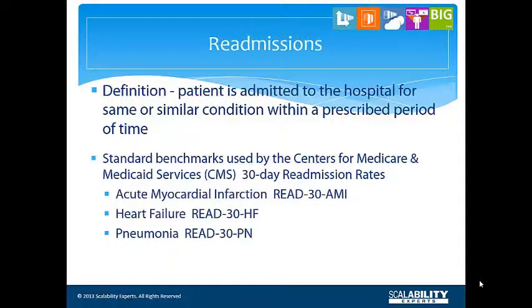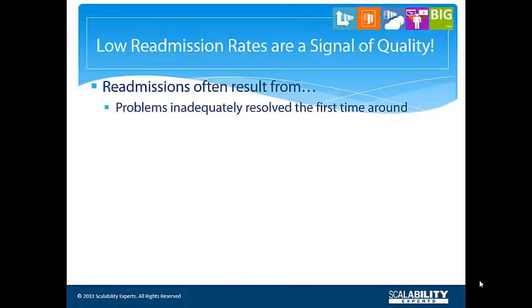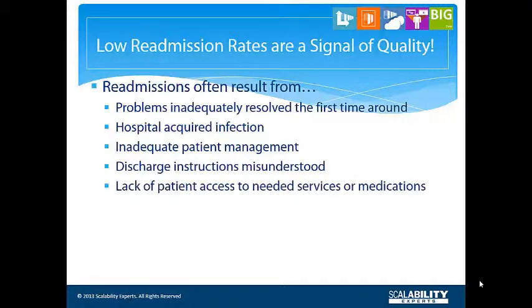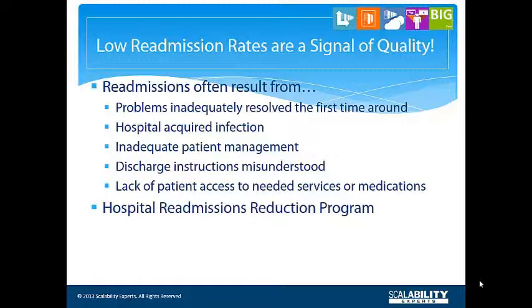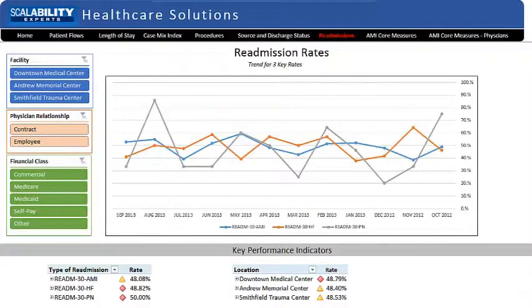Low readmission rates are viewed as a sign of higher quality medical performance. This is because readmissions are often related to a problem inadequately resolved in a prior hospitalization or an unnecessary complication, such as a hospital-acquired infection. They can also be the result of inadequate management of the patient condition after discharge, misunderstanding of the discharge instructions, or lack of patient access to appropriate services or medications. The Hospital Readmission Reduction Program, established in 2012 by the Center for Medicare and Medicaid Services, penalizes hospitals with high readmission rates. Let's go to the dashboard.